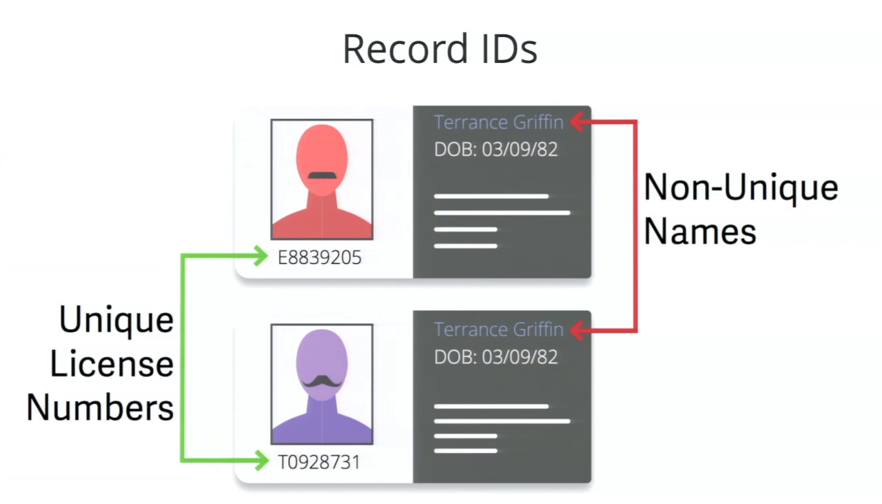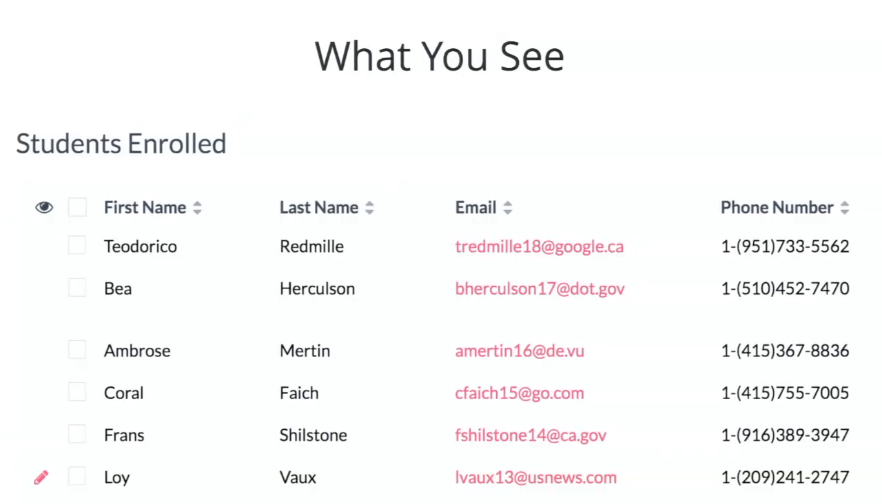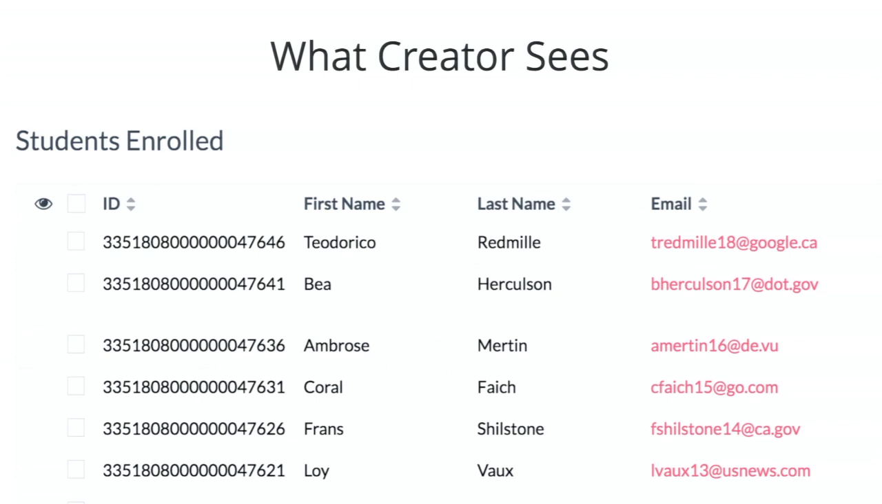So maybe we have a few students named Sally. How are we going to tell them apart? Well, Creator actually takes care of that for us by automatically assigning all of those Sallys a different unique ID number for their record. So when you're looking at all of your data, you're going to see this pretty familiar looking information like a first name or an email. What Creator is actually seeing in the back end is these ID numbers next to every single record. And Creator creates those automatically.